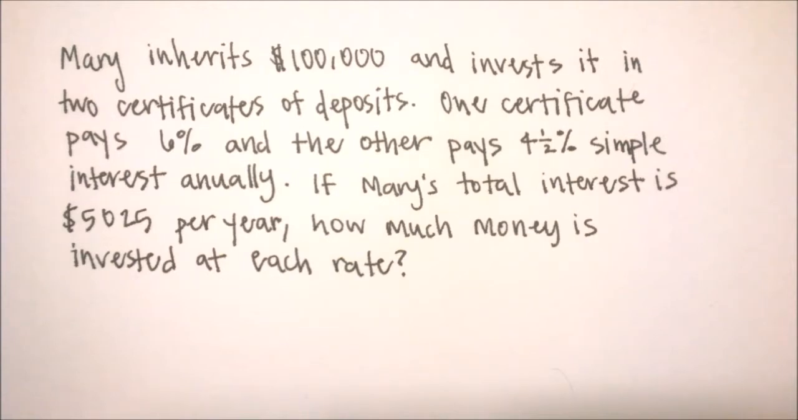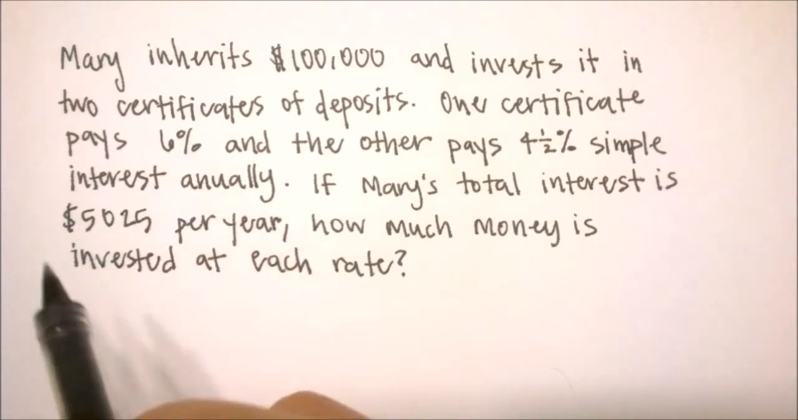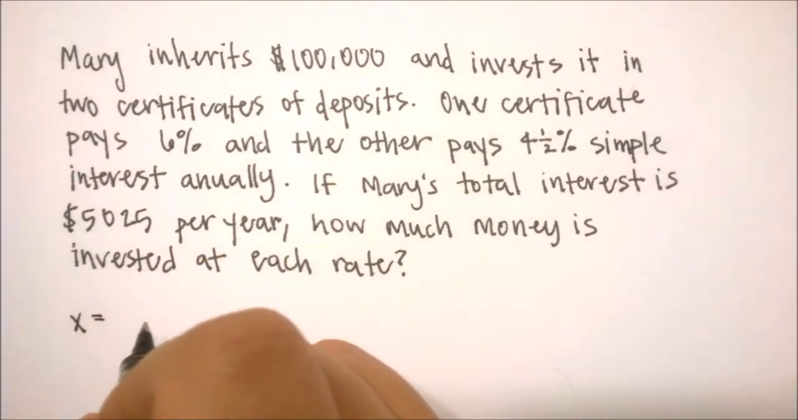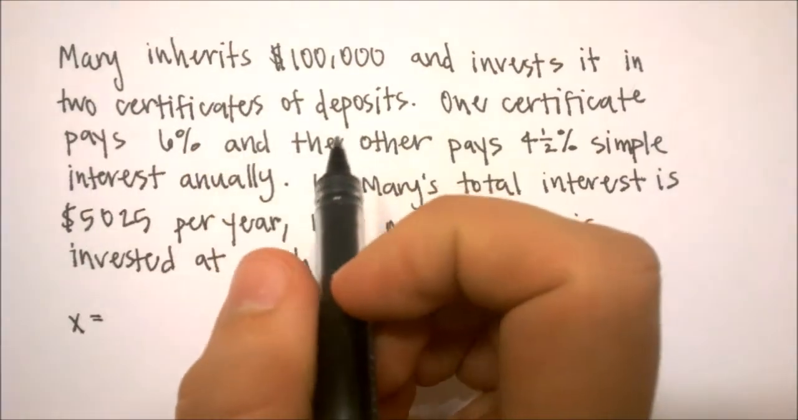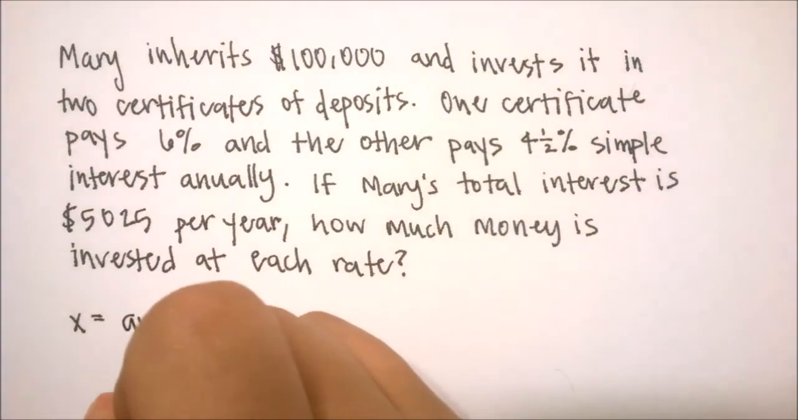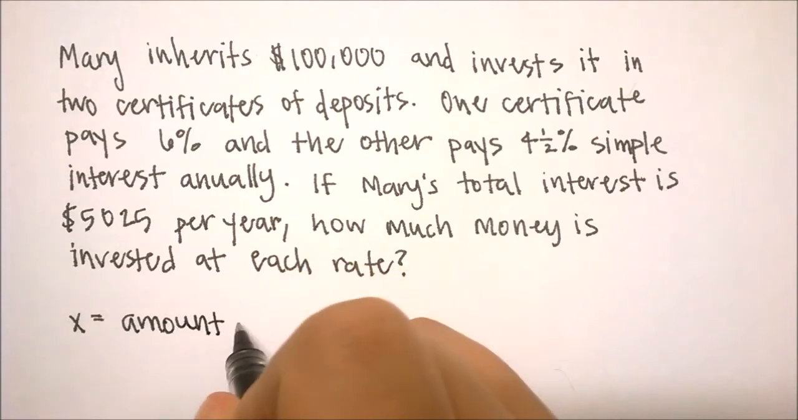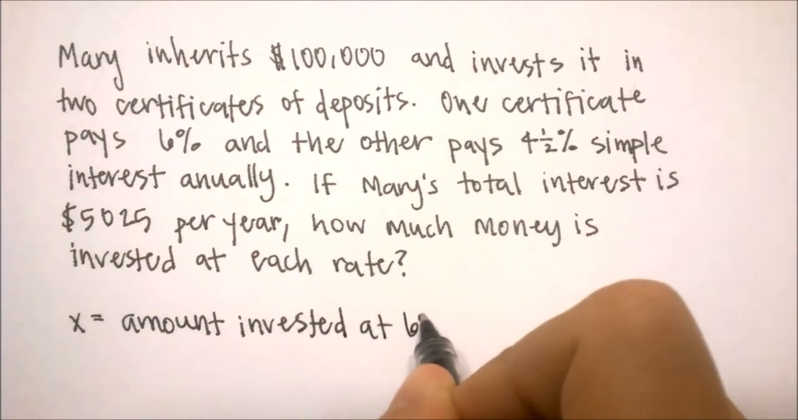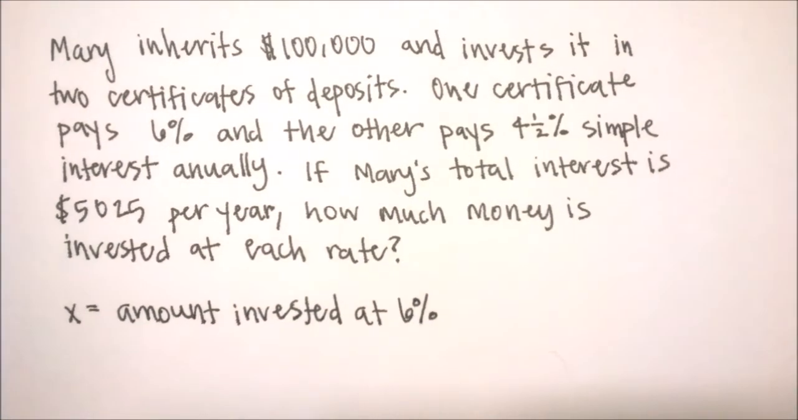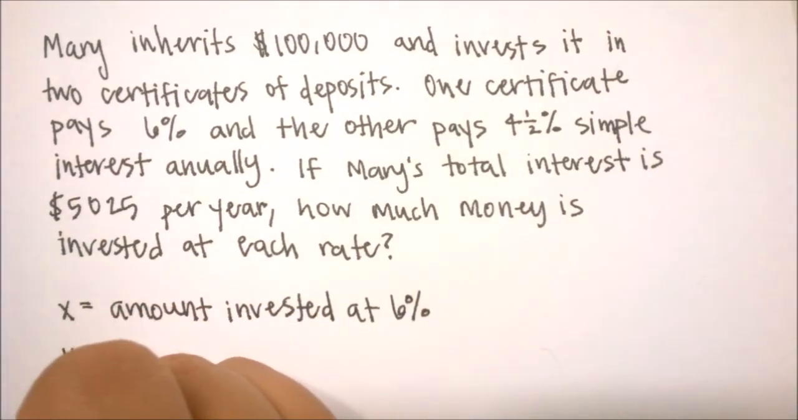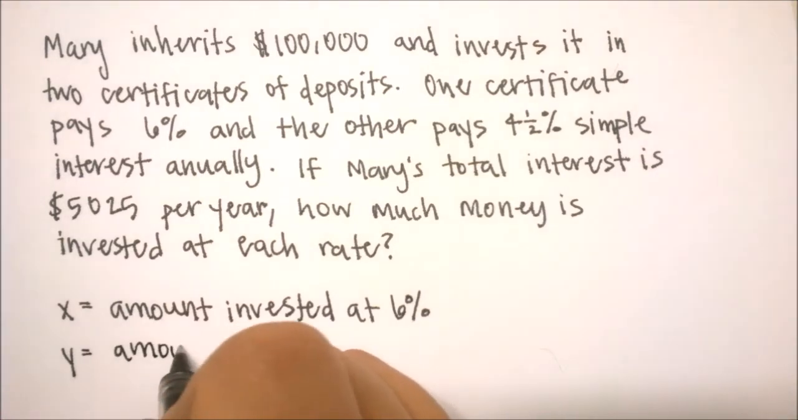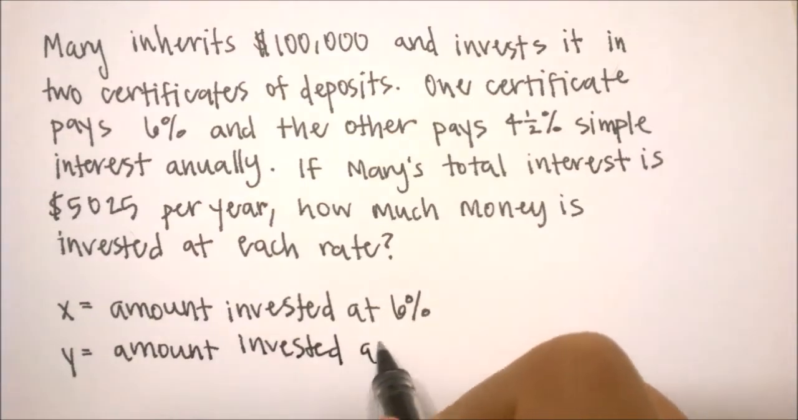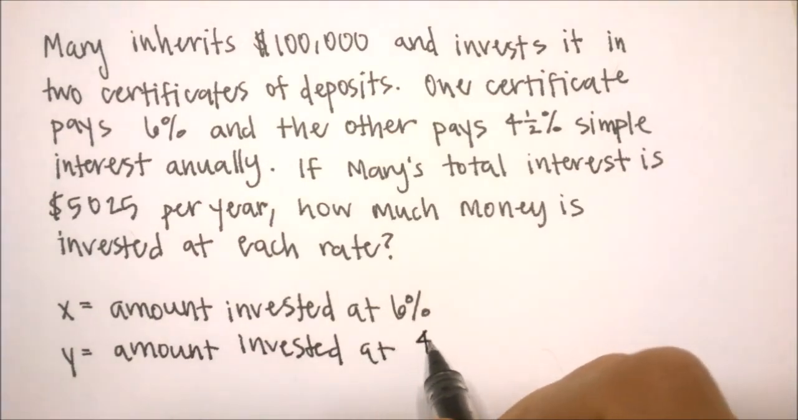So the first thing you want to do in these kinds of problems is set up your variable names. So the first thing we're going to do is let X be the amount that Mary invested at 6%. So it would make sense to let Y equal the amount invested at 4.5%.